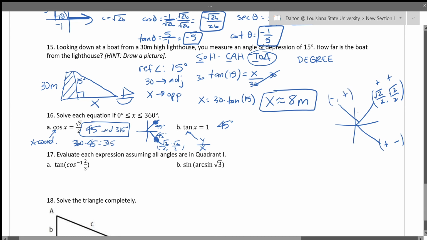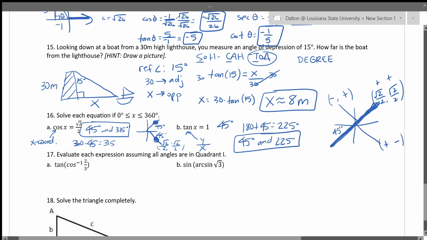So the only other one that's going to give us a +1, and remember, tangent is slope, going through the origin. A slope of 1 is going to be this angle that's 45 degrees off of 180. So if you add 180 plus 45, you end up with 225. So those are your two answers for 16 part B: 45 degrees and 225 degrees.